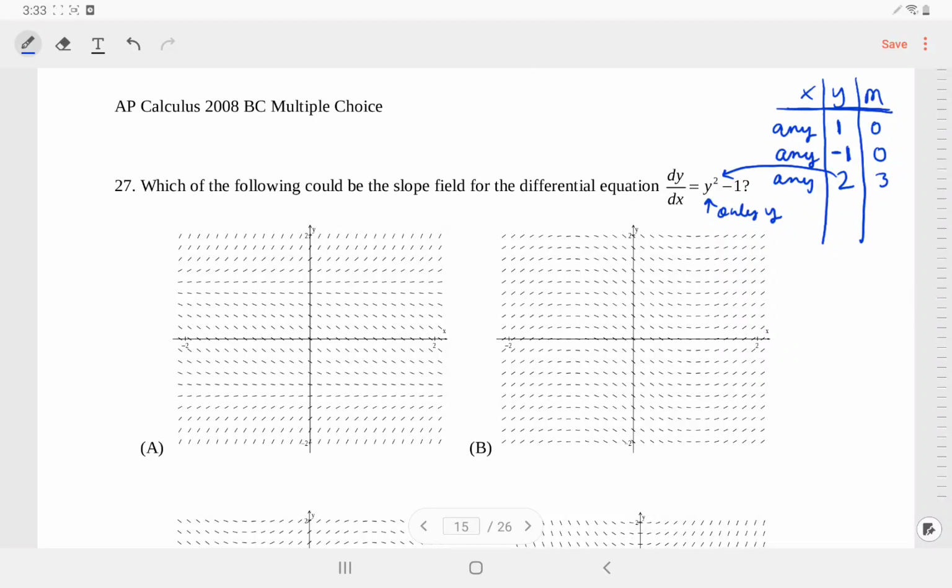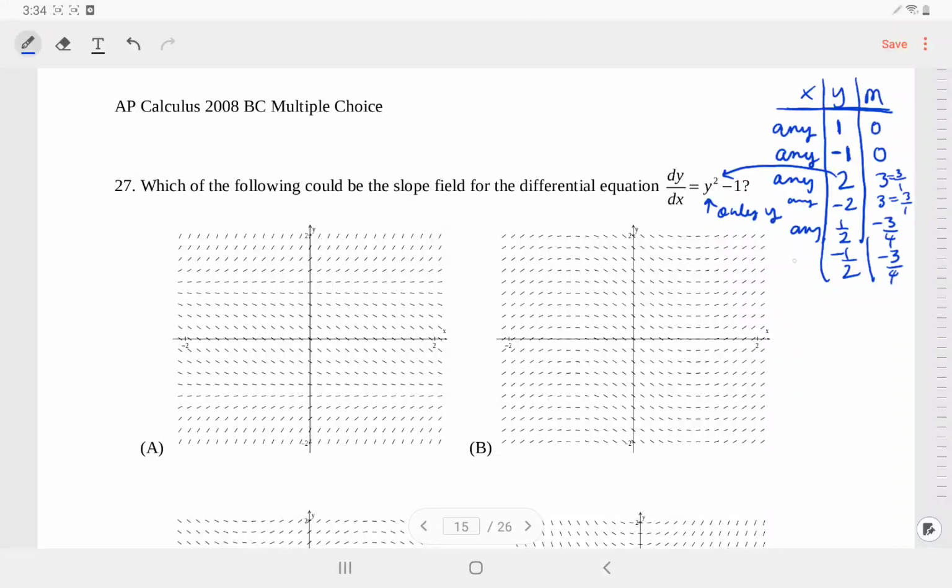Okay, so that's kind of steep, right? 3 over 1. Okay, and then if I substitute in -2, I also get 3. Okay. Can I ever get negative slope? Yes. What if I plug in a half? So if I substitute in a half, that's a 4th minus 1, which is -3/4. And same thing for -1/2.